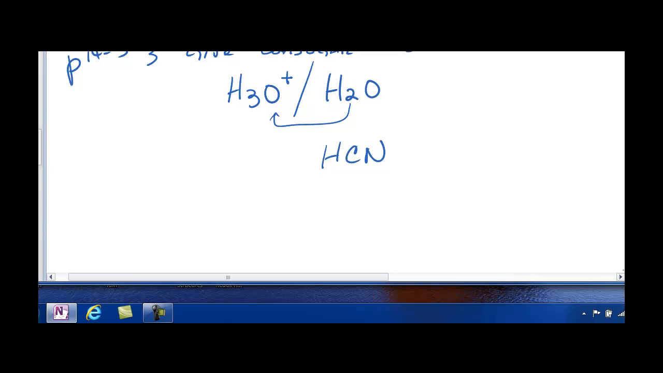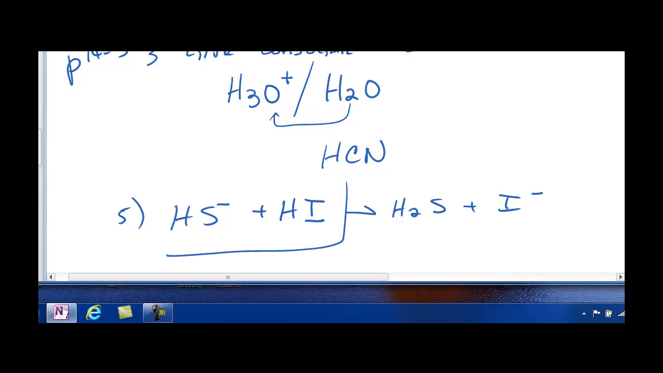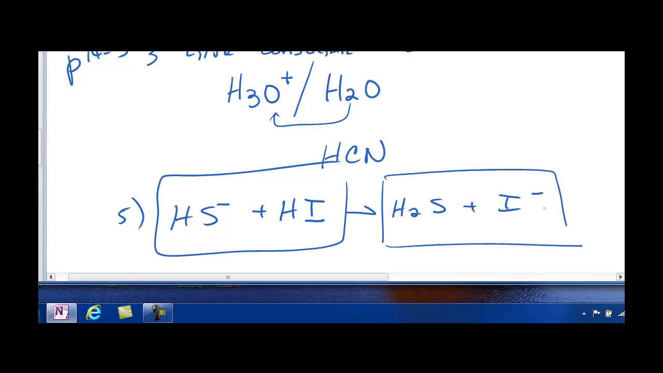Question 5. If I have HS minus reacting with HI, and I am producing H2S and I minus, label my conjugate acid base pairs. Is this an acid base reaction according to Brønsted-Lowry? Is somebody donating a hydrogen ion? Is somebody accepting it? That's what I'm asking. So you look before the arrow and compare it to what you have after the arrow. After the arrow, I have an I minus. Do I have this guy with an H accepting it before? The HI. So these two guys are a pair, aren't they?